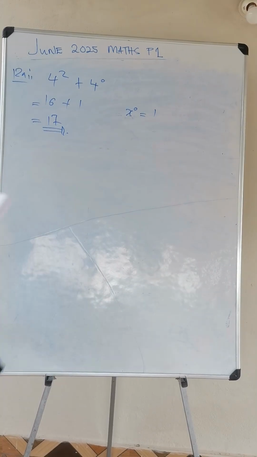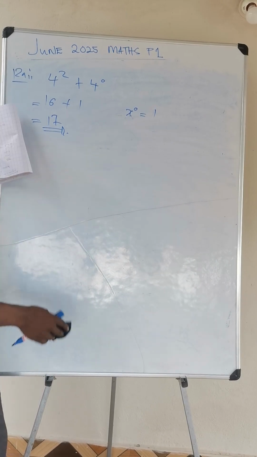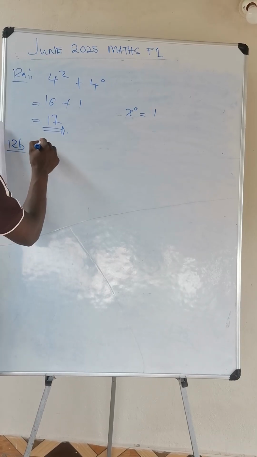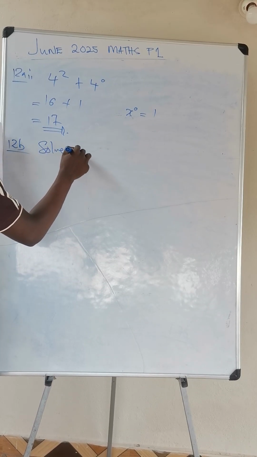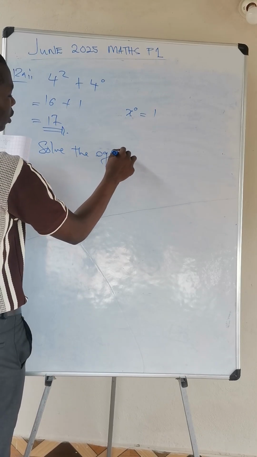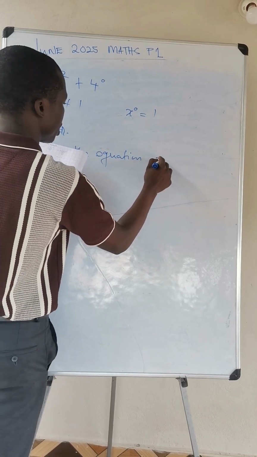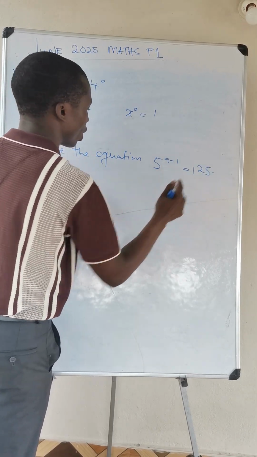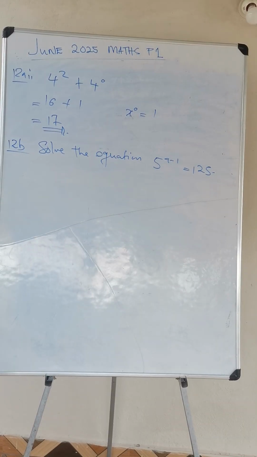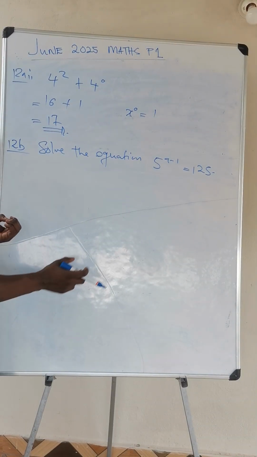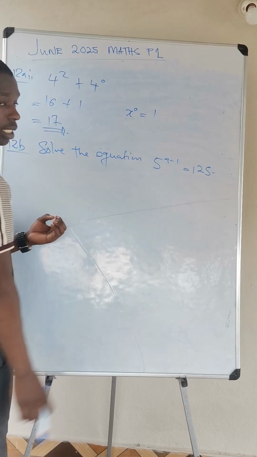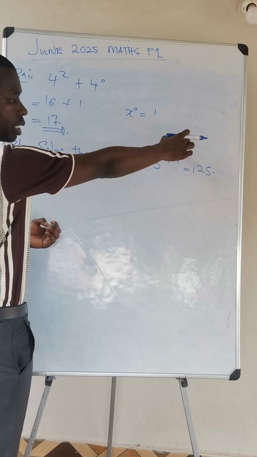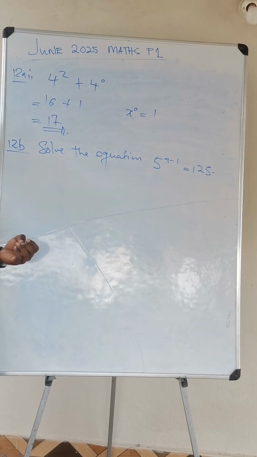Okay, let's move to the next equation, which is number 12B. Solve the equation. So the equation is 5 to the power a minus 1 is equal to 125. If we have an equation of this kind, we have to make sure that the bases are equal. We have to convert this number to equal bases so that we just equate the powers and find out the solution.